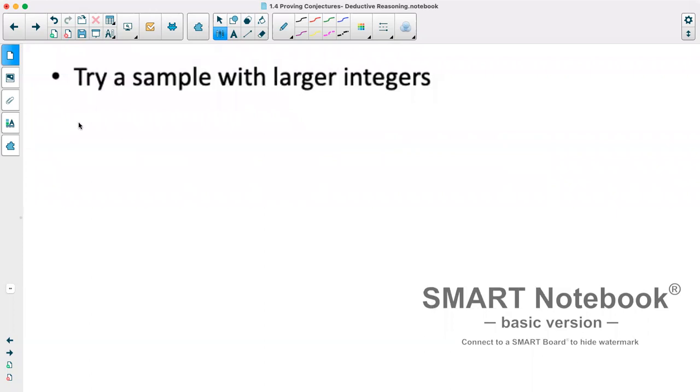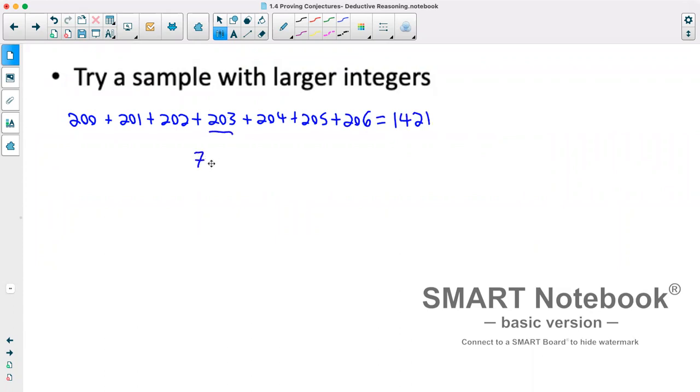So for example, we could say 200 plus 201 plus 202 plus 203 plus 204 plus 205 plus 206, and that gives us 1,421. Now, if we take our middle term, go 7 times 203, that gives us what we had here. So it looks like this does indeed work.